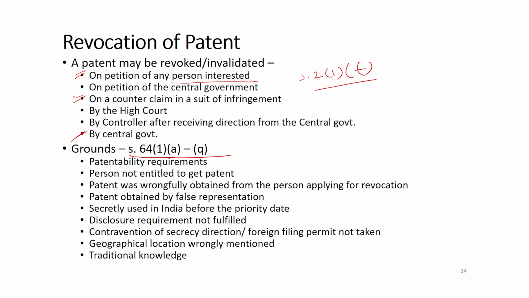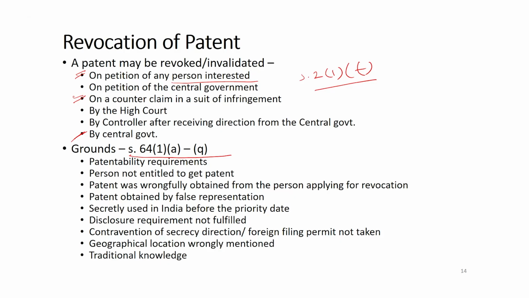Next is foreign filing permit has not been taken. Section 39, if you recall, I said if you want to file a foreign patent, you can do it either after obtaining permission of the controller or after first filing your application in the Indian Patent Office. If that has not been done, it's a ground for revocation of patent. Next is the geographical location of the biological material is wrongly mentioned.